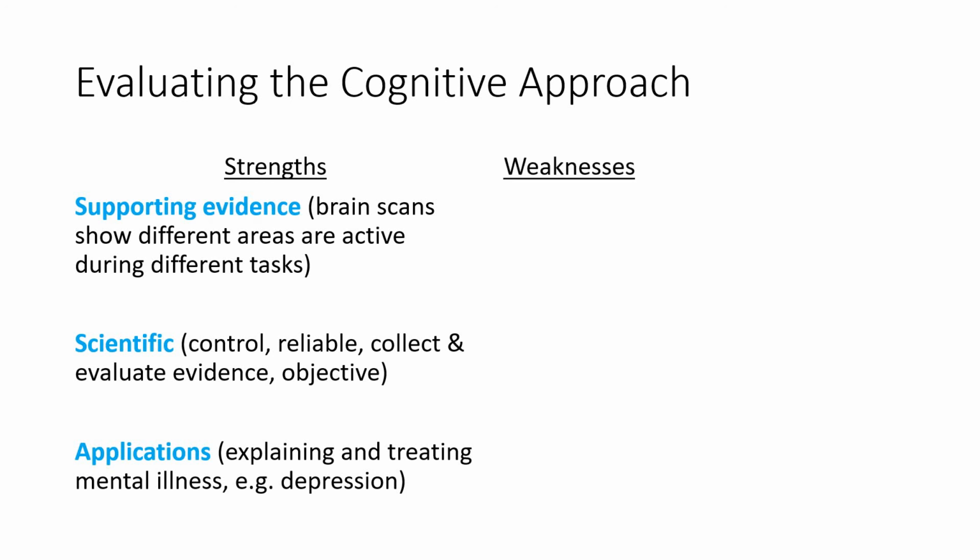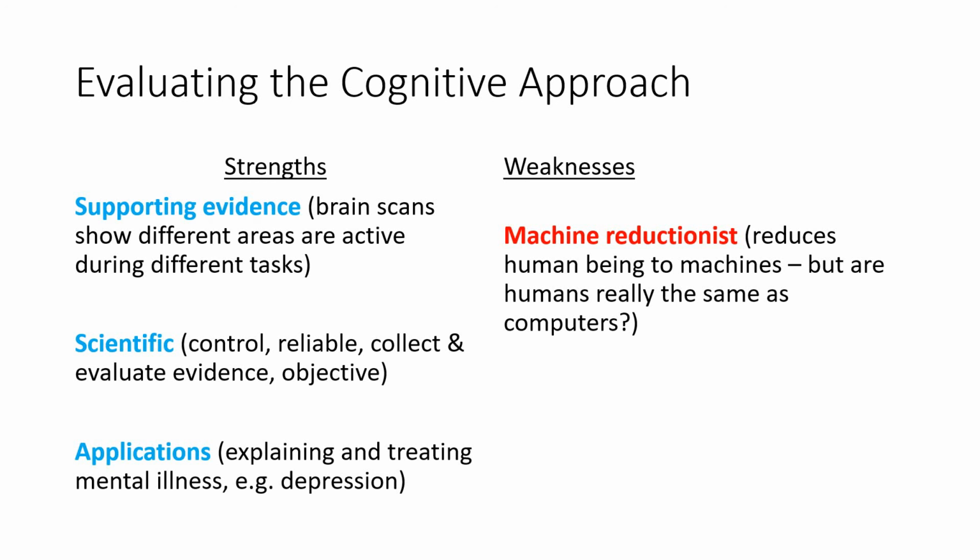It's not without weaknesses though, so it can be described as machine reductionist, which basically just means that it reduces human beings to machines. So the computer analogy says that we process information in the same way as a computer does, but are humans really the same as a computer? I would argue no, because it doesn't factor in that human beings feel emotions and computers don't. So one weakness of the cognitive approach is that it doesn't account for the fact that humans have emotions.